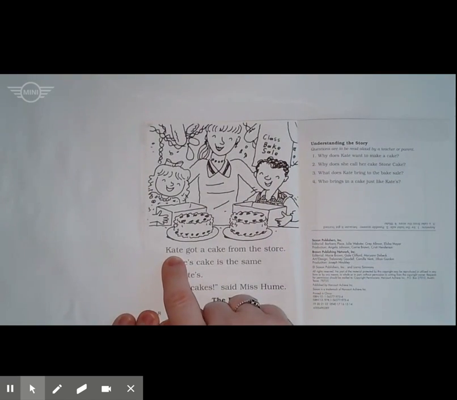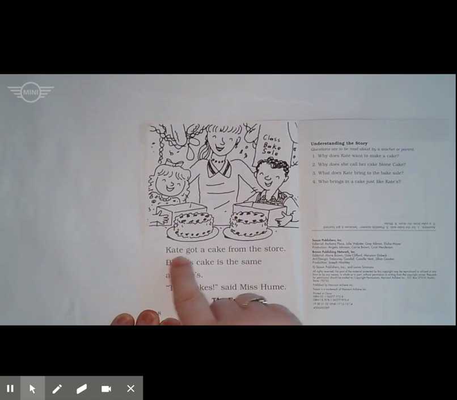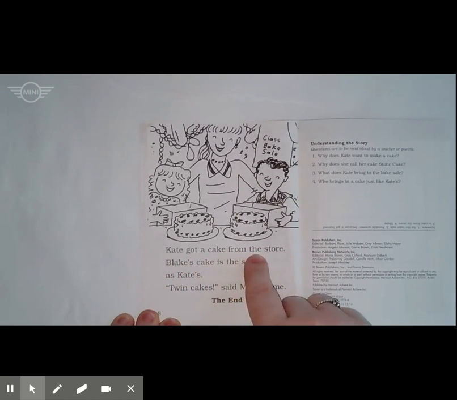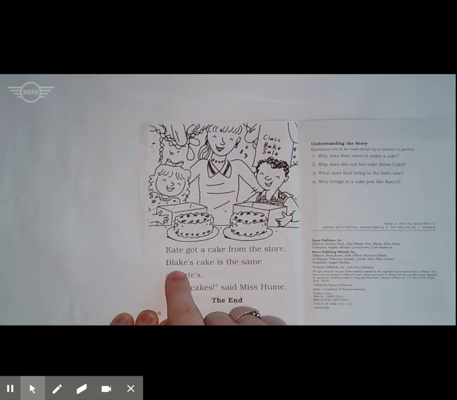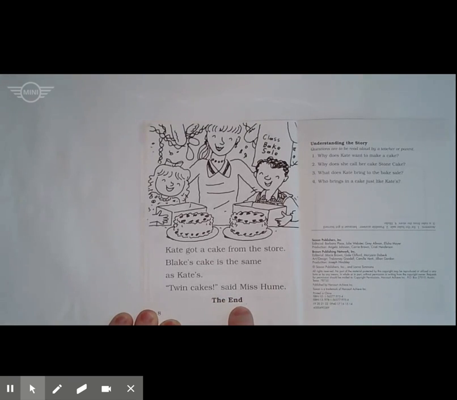Point your finger. Kate got a cake from the store. Blake's cake is the same as Kate's. Twin cakes, said Miss Hume. The end.